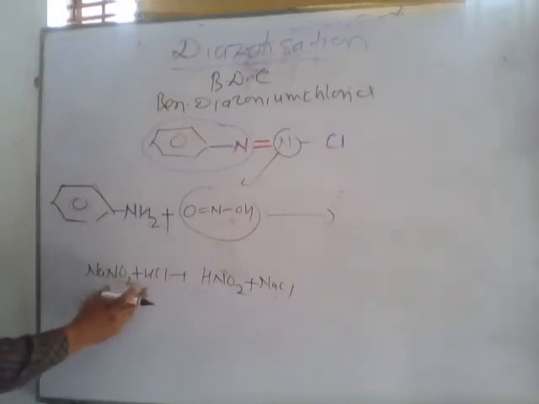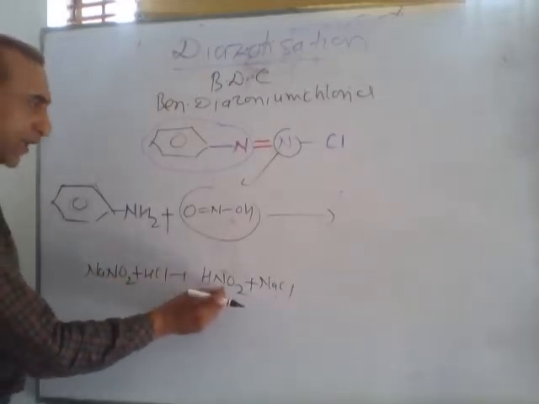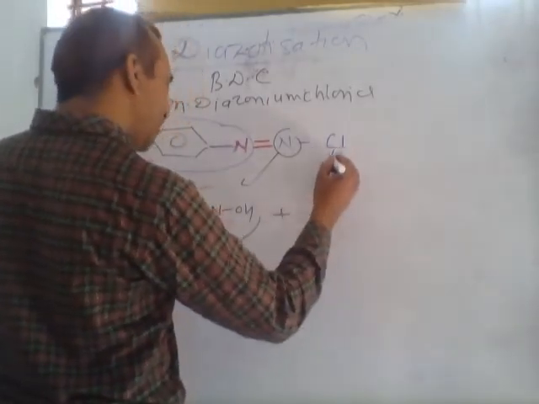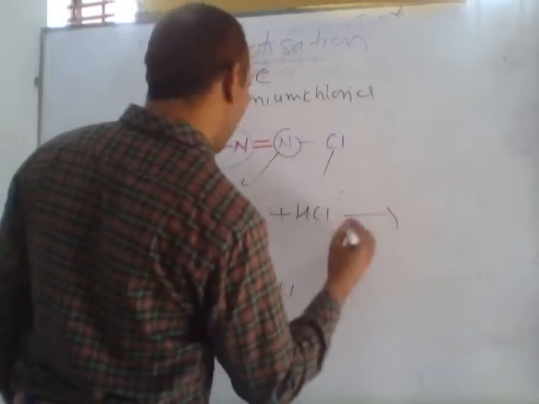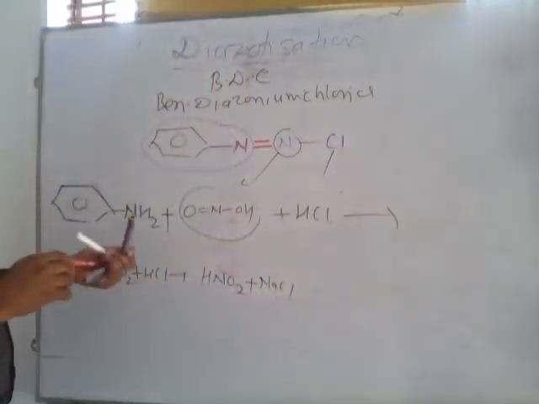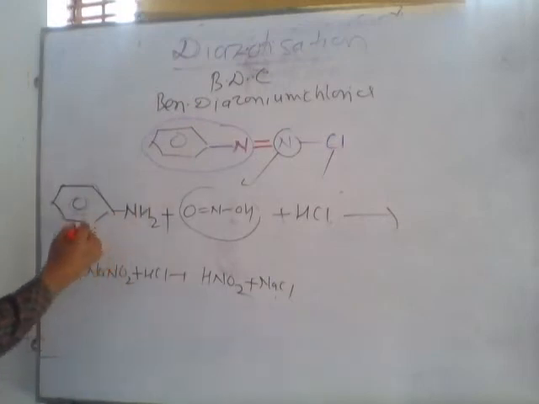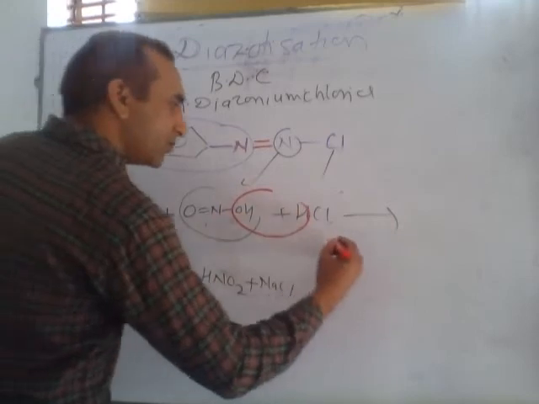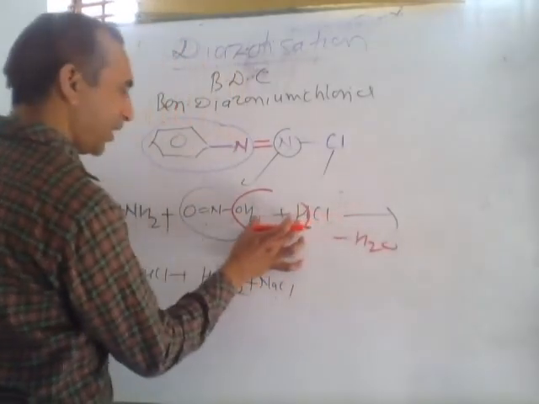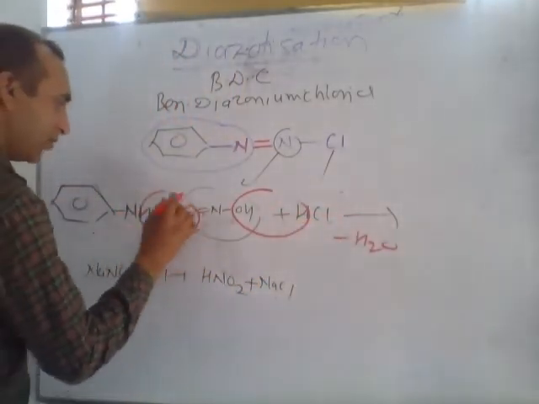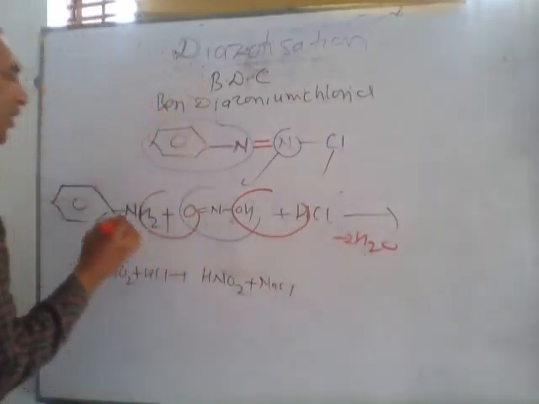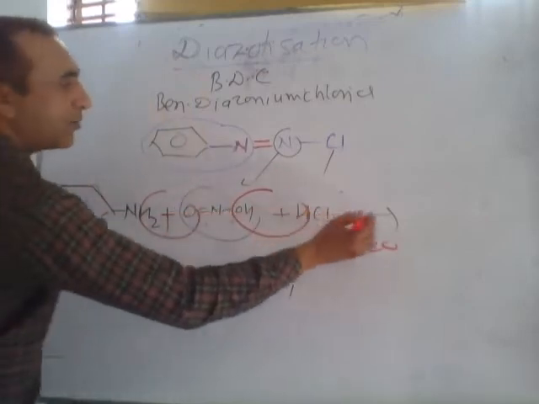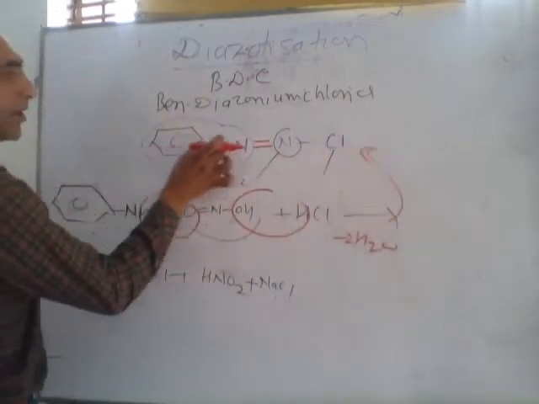because these two reactants are used to prepare nitrous acid. And this H and this chlorine come from HCl. So these three compounds are used to prepare BDC: aniline, nitrous acid and HCl. Two water molecules are removed from here, and what will form? This ring, nitrogen and chlorine, means this is called benzene diazonium chloride.